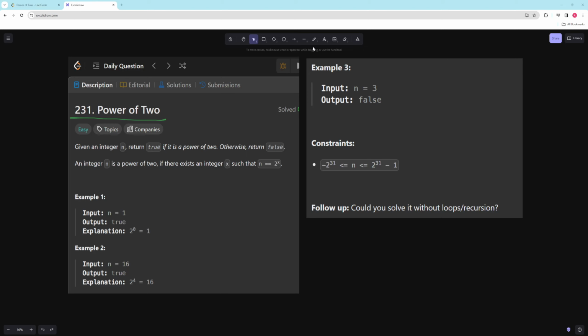In this video we're going to be working on power of 2, and in the problem you're given an integer n and you want to return true if it's a power of 2, otherwise return false. An integer is a power of 2 if there exists an integer x such that 2 to the x equals n. So for 1 it's true because 2 to the 0 equals 1. For 16 it's true because 2 to the 4 equals 16. And for 3 it's false, there's nothing.